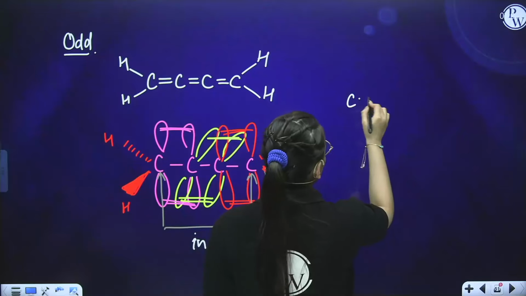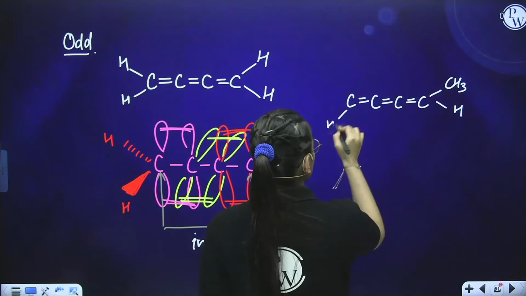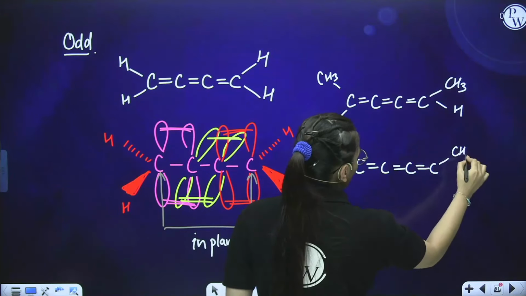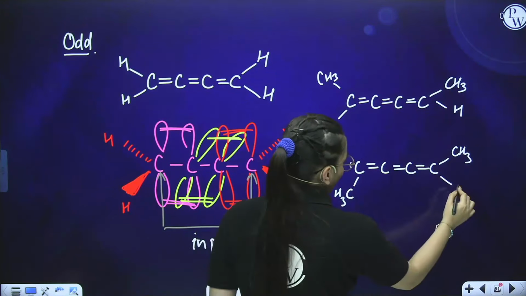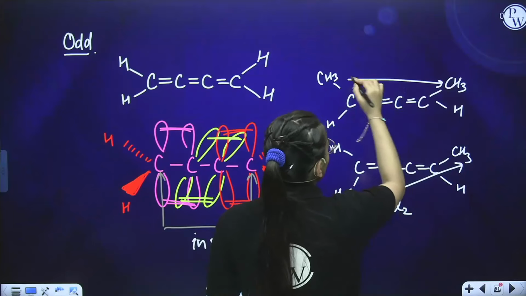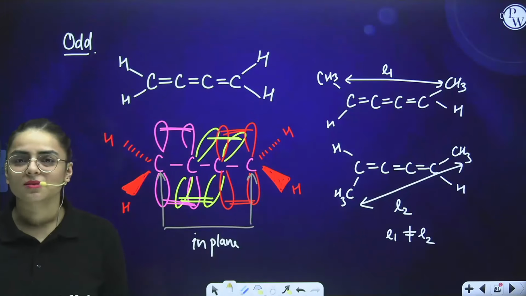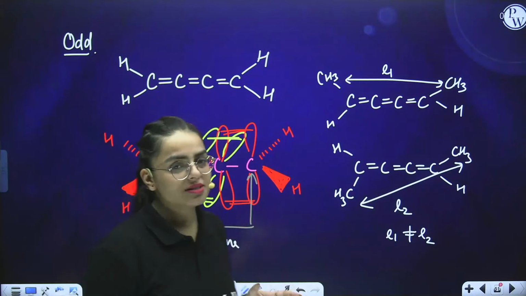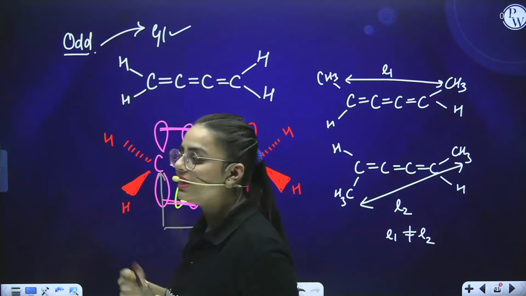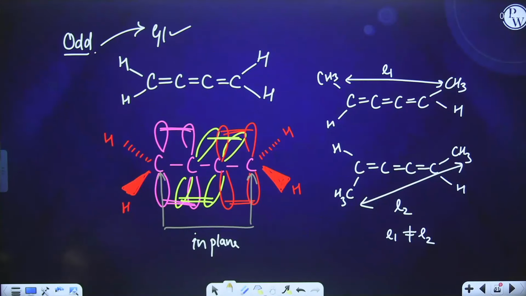We observe that, for example, this is the case. This is your L2 distance. This is your L1 distance. Now, L1 is not equal to L2. Hence, geometrical isomerism is possible over here. Okay. So now you need to understand. Kindly keep in mind that odd cumulenes will show geometrical isomerism, while even cumulenes won't show geometrical isomerism. Kindly write it down. Till then, I will have water.